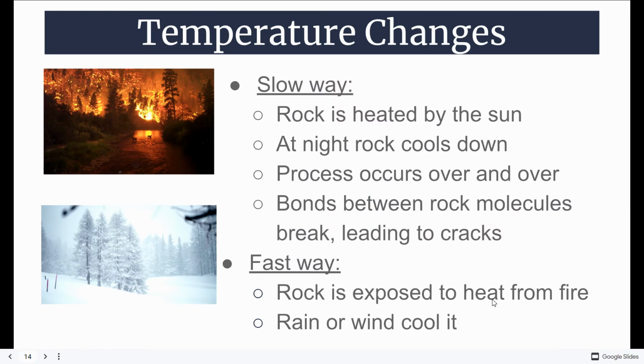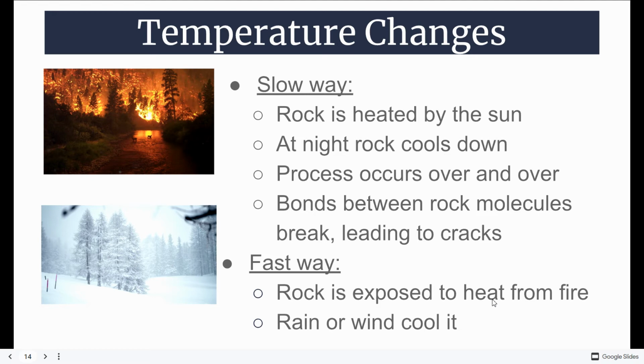Temperature changes is another way that you can get the physical weathering. There's a slow way and a fast way. Both of these images are going to be of the fast way. Let's talk about the slow way first. Rocks get heated up by the sun. As the surface temperatures warm, the rocks warm up. As it gets cooler at night, the sun goes down, temperatures go down, and as you get this cycle of hot, cold, that can actually lead to cracks in the rocks.